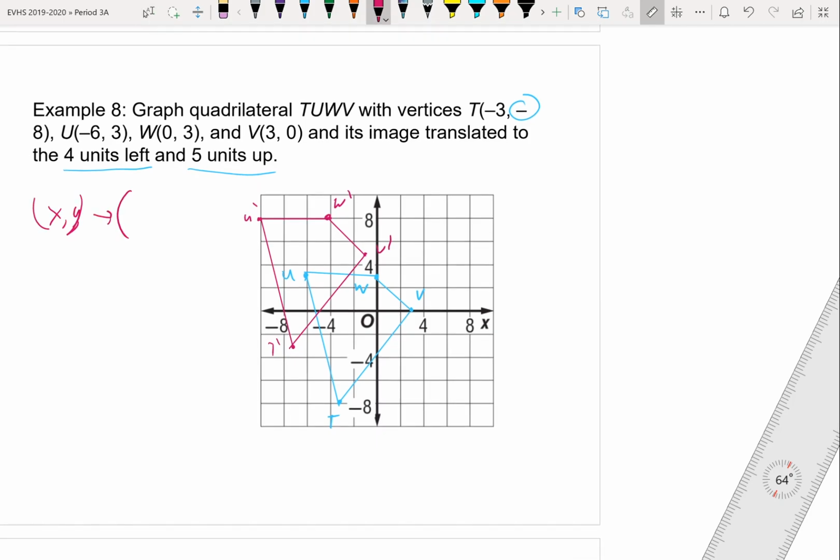XY translates to, so on this one we're going 4 units left. Well, left is an x concept, and it's a negative value. So we're going to be taking our x value and subtracting 4. To go 5 units up, we're going to get y plus 5. So my rule here is xy transforms to x minus 4, y plus 5.